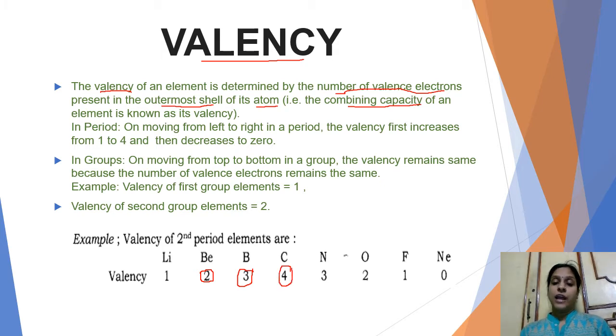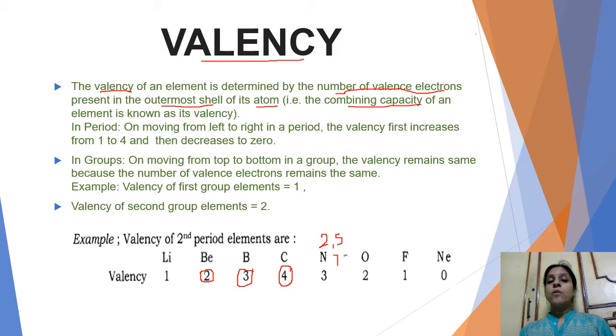Now in the case of nitrogen, please note it down here. Nitrogen atomic number is 7. Its configuration will be 2 and 5. It means in the K shell there are 2 electrons, and 5 electrons will be present in the valence shell.